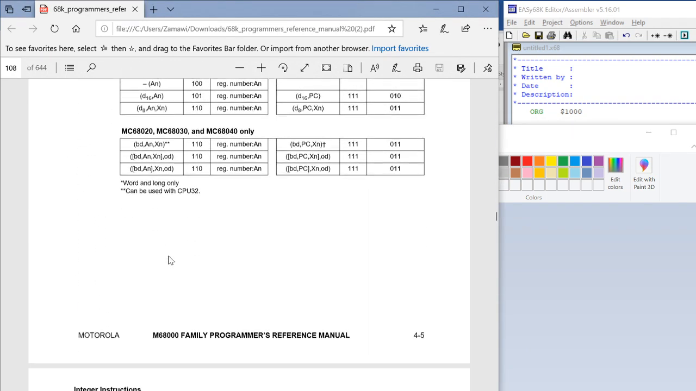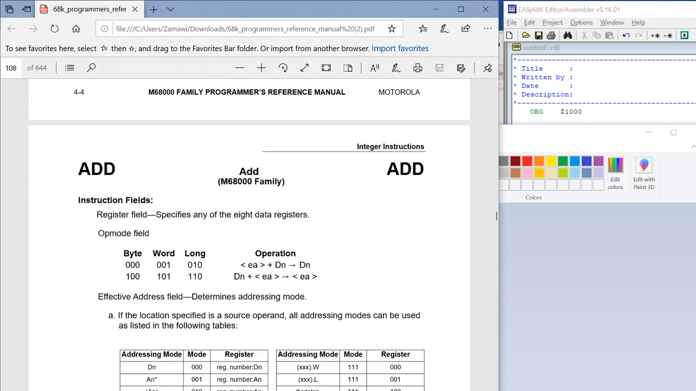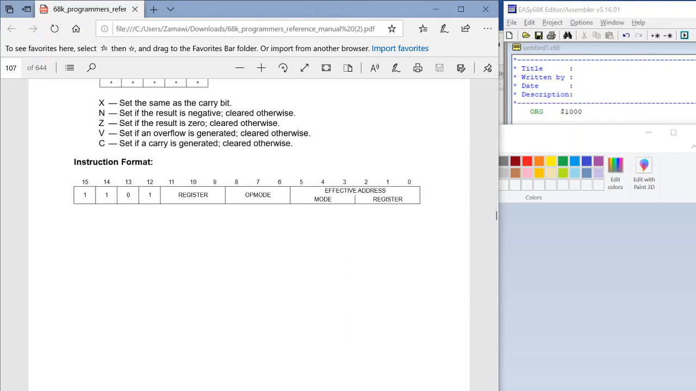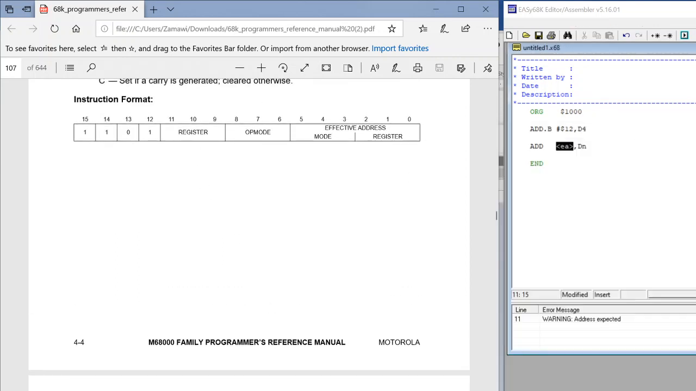Now look at the next page for these 2 pages, right? You look at here, the instruction field for the register field. This is the register field. Okay, it specifies any of the 8 data registers. For example here, the register that we use for the effective address is this one. This is your data register 4. So you have to use 4 here.